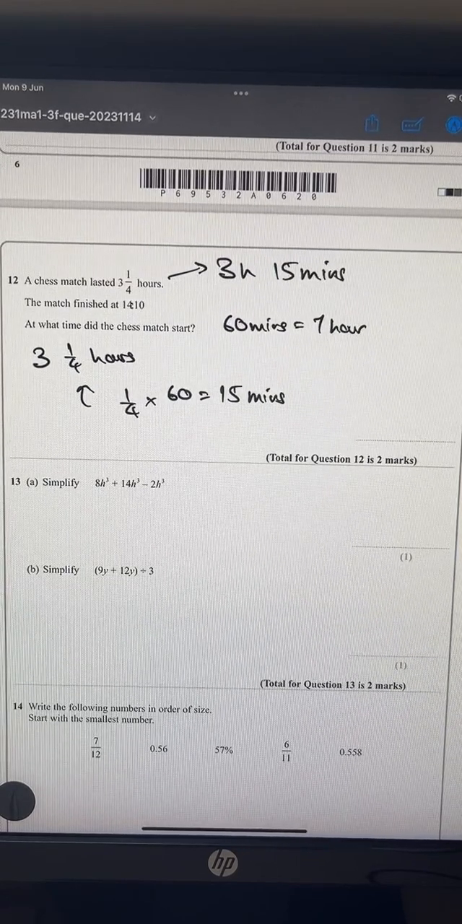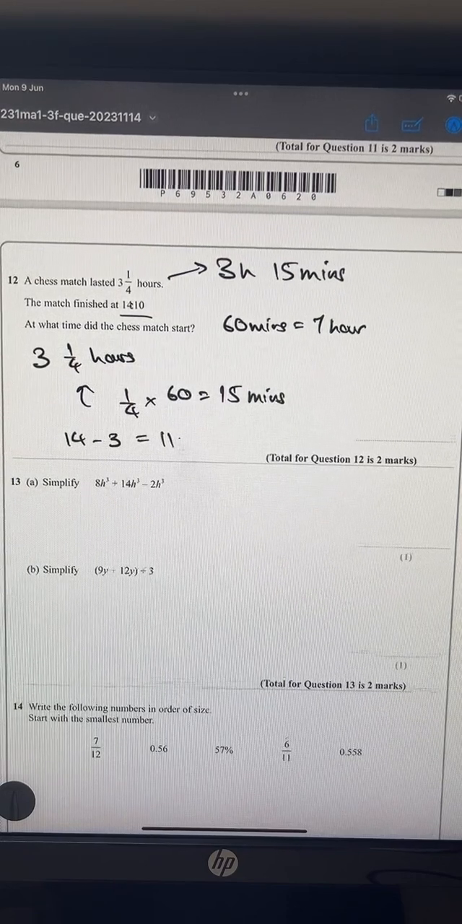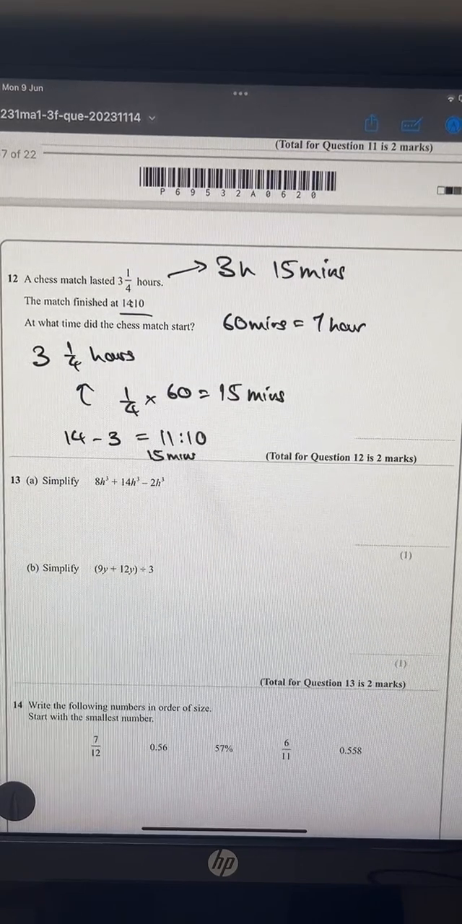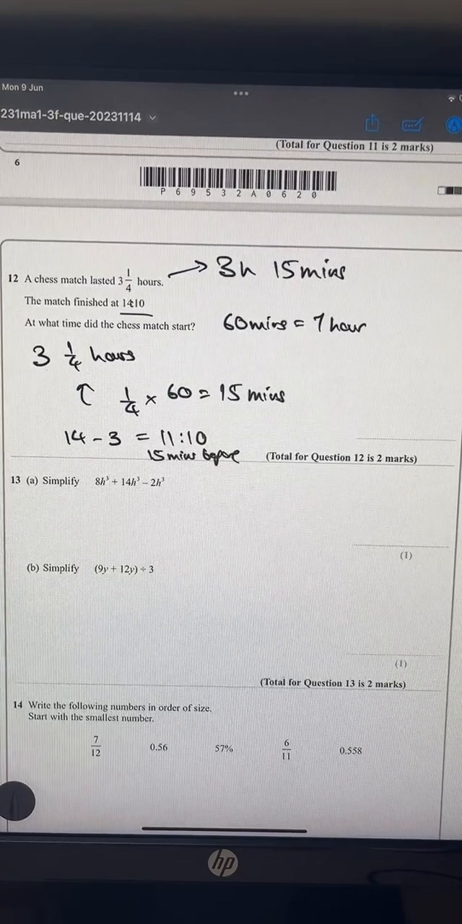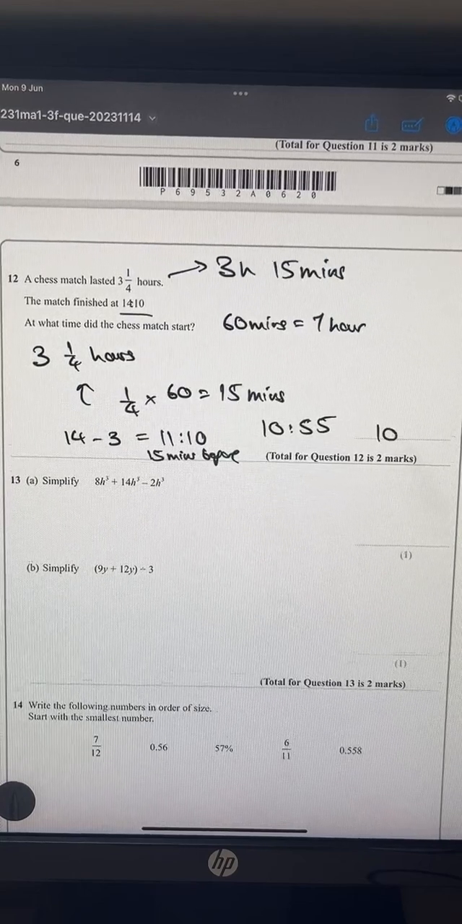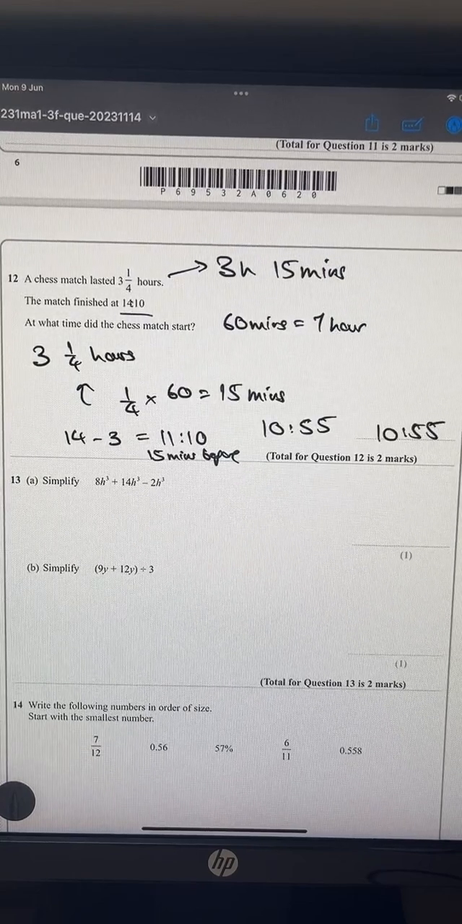Now this is just a nice time scheduling problem, right? So if it finished at 14:10, it started 3 hours and 15 minutes earlier. So 14 minus 3 is 11:10, but I'm also starting 15 minutes earlier, right? So 15 minutes before. If I do 10 minutes, that's 11 o'clock, and 5 more minutes, that's 10:55. So that is when this chess match started.